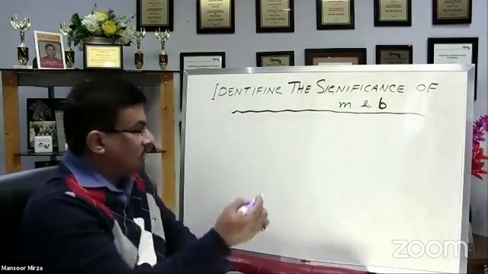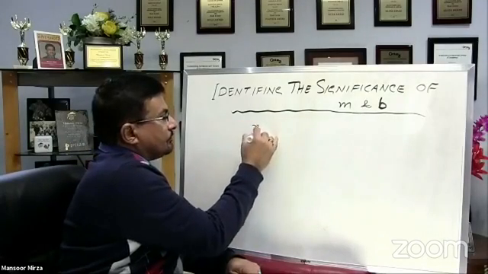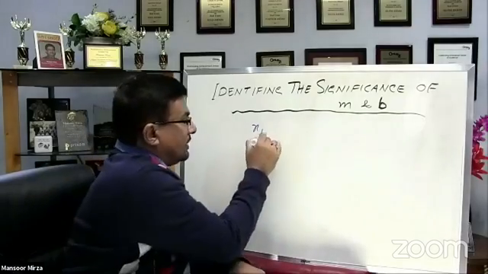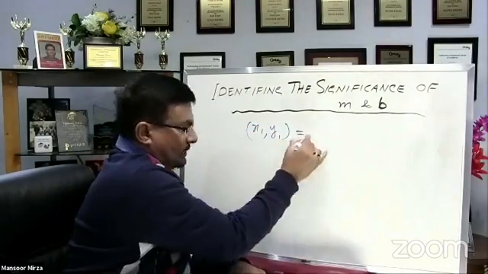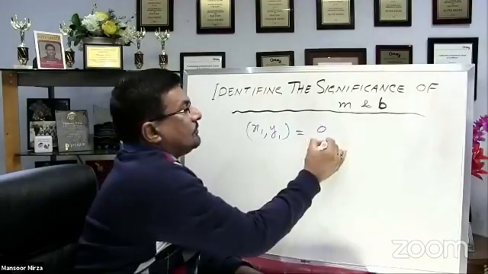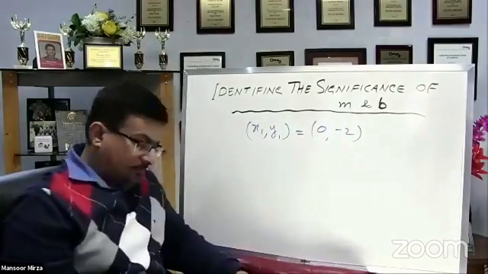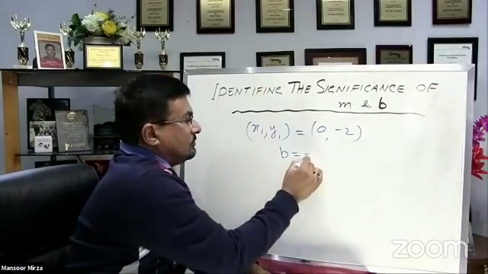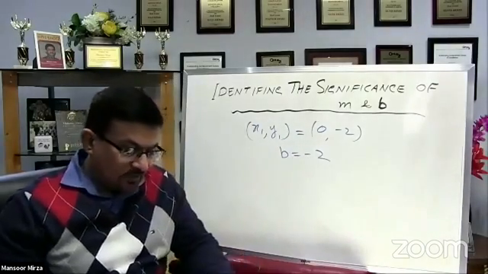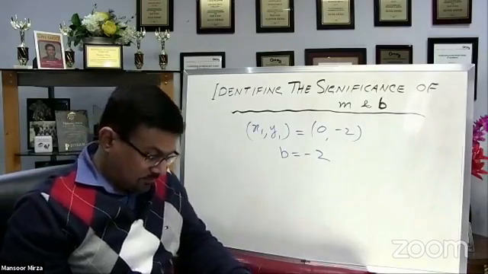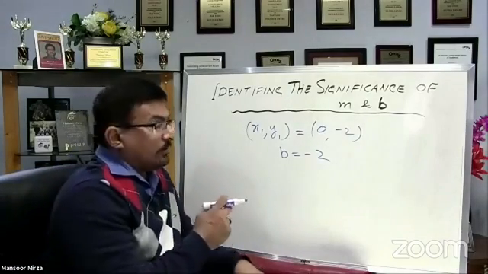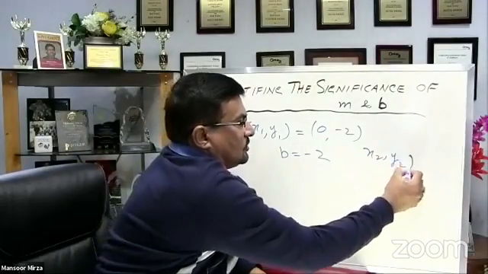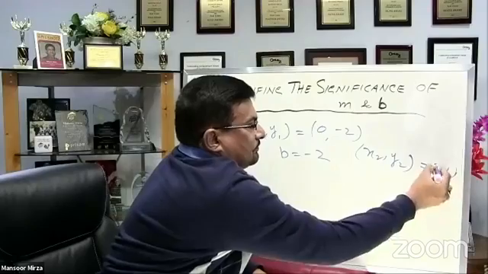So if I write down my x1, y1 in this particular case, x1 and y1 are given as 0, minus 2, and they have given me the b value as b is equal to minus 2. So now in this case, from this particular example, my x2 and y2 are given as 1, 1.